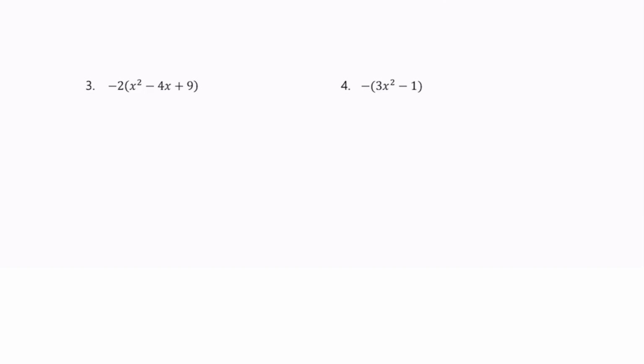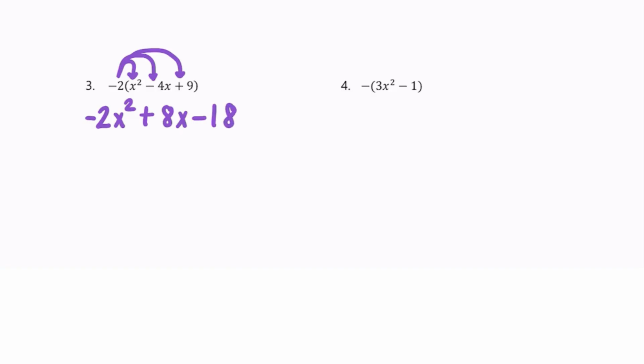Number 3, we're going to distribute that negative 2. So we're going to do negative 2 times x squared, negative 2 times negative 4x, and negative 2 times 9. So negative 2 times x squared will leave us with negative 2x squared. Negative 2 times negative 4x will leave us with a positive 8x. And negative 2 times 9 will leave us with negative 18. So we're going to put minus 18.